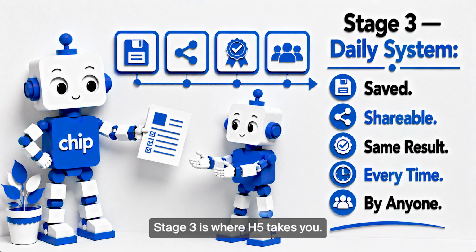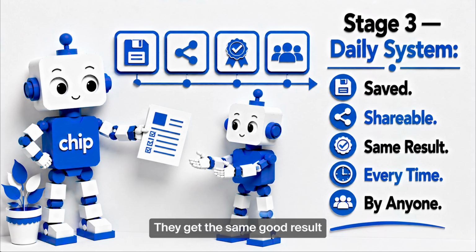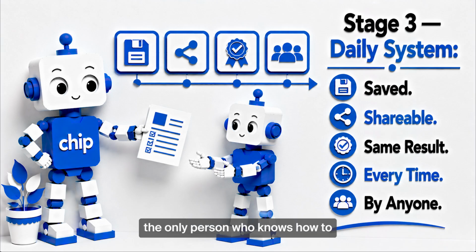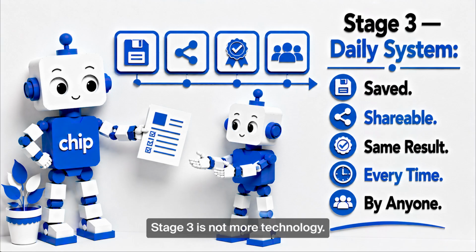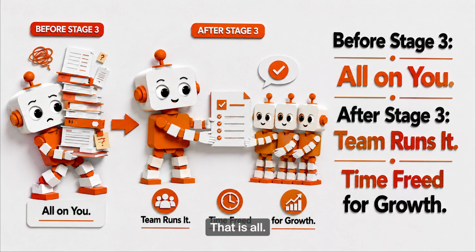Stage 3 is where H5 takes you. AI is saved into instruction files. Any team member can run the task using the saved file. They get the same good result every time. New staff can learn in hours, not weeks. You are no longer the only person who knows how to use Copilot. And when you are busy or away, the work continues. Stage 3 is not more technology. It is one simple document for each task. That is all. Let us be very specific about what changes.